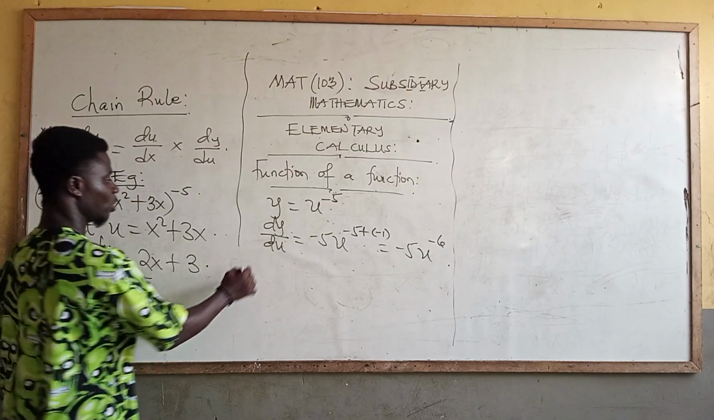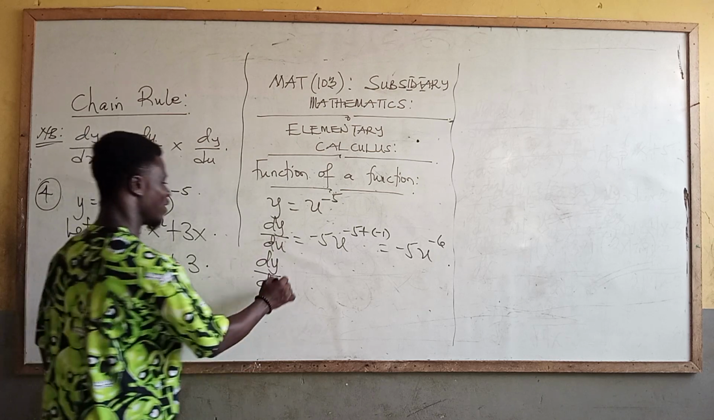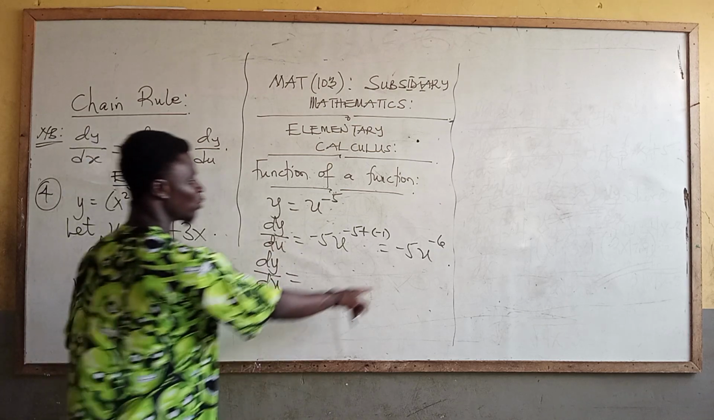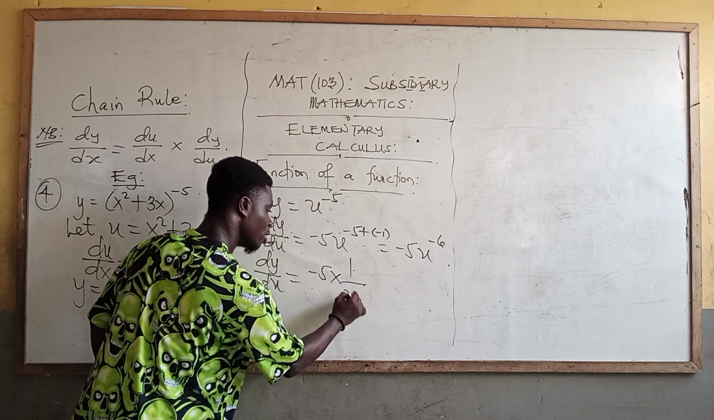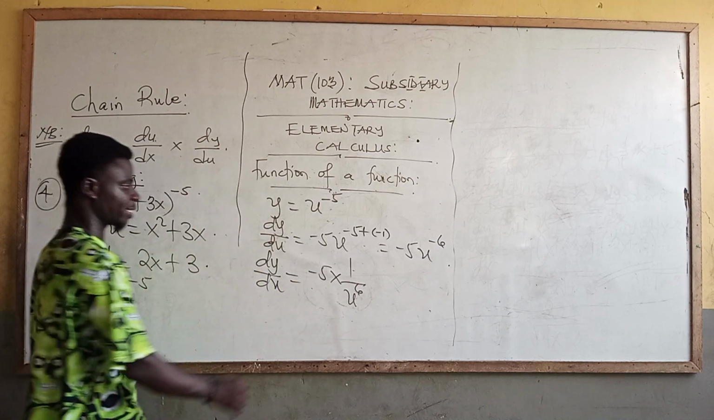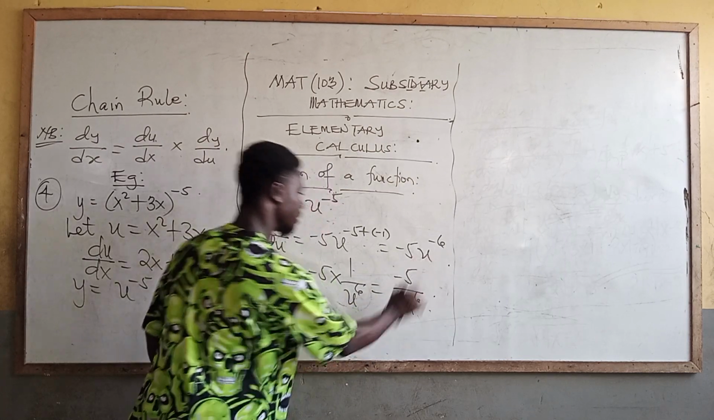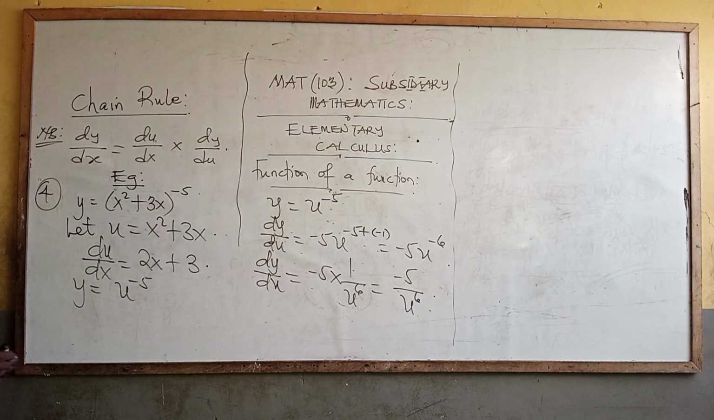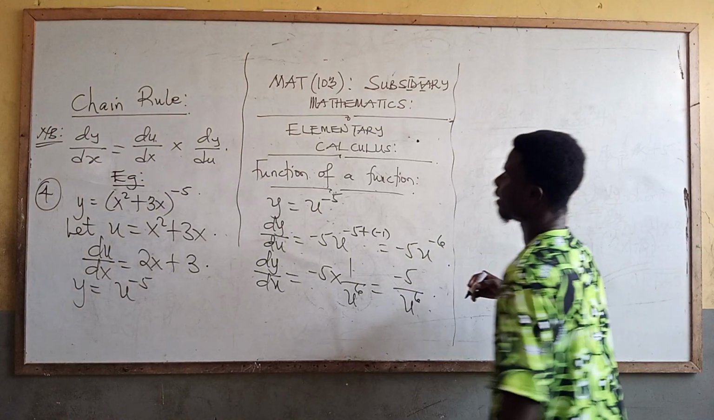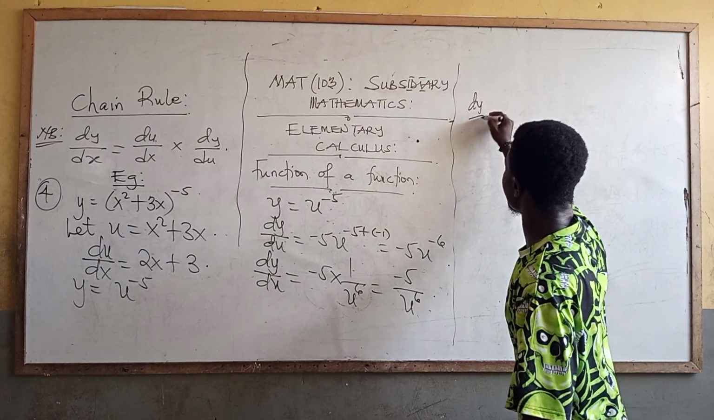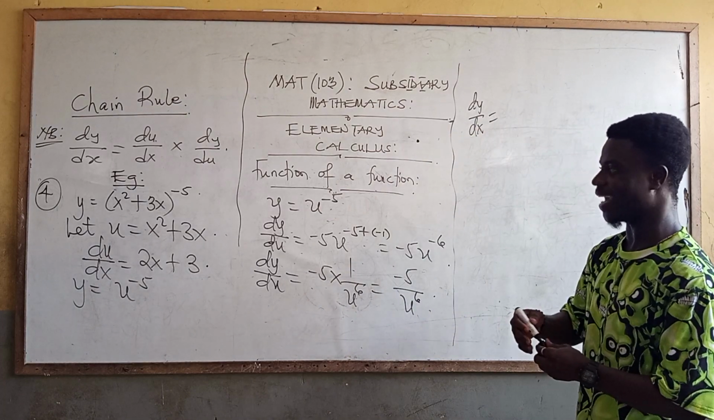So I have dy over du, which must be equal to, I can rearrange it as negative 5 times 1 over u exponent 6. Which can be written as negative 5 over u exponent 6. So we have it as that. So now we substitute that into the formula, where we have dy over dx, which must be equal to, what is du over dx?